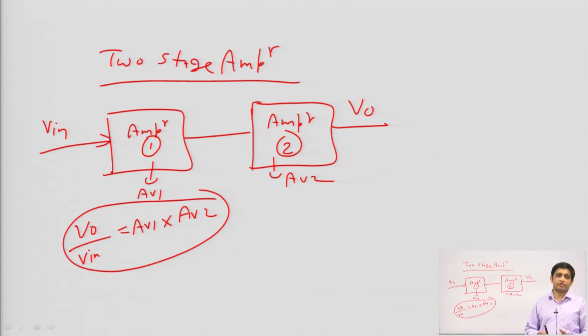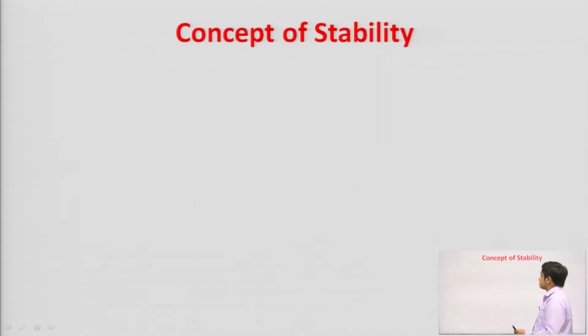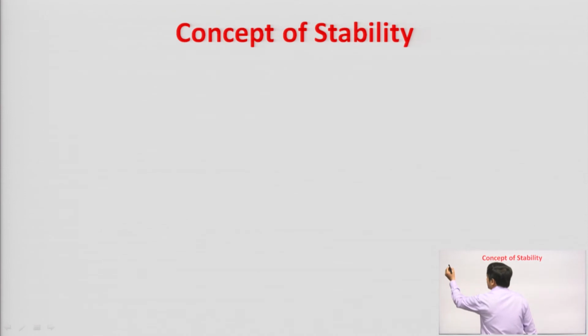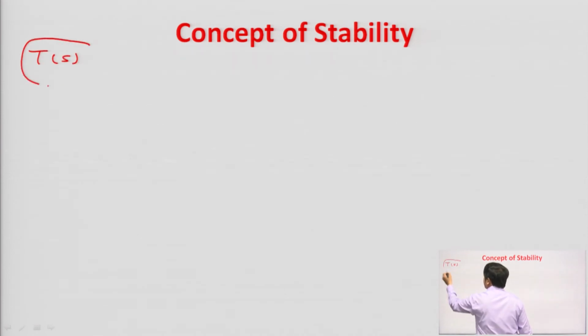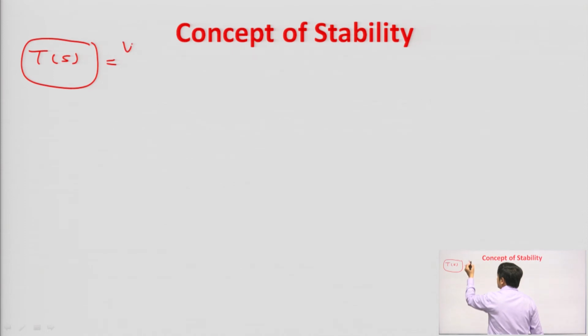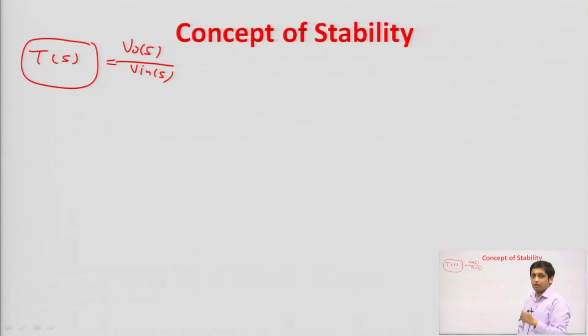How do we determine the stability, how do we say whether this amplifier is stable or not, how will we conclude that? For that, we need to understand the concept of stability. So, to determine whether that amplifier is stable or not, let us consider a 2 stage amplifier or 3 stage amplifier. For that, calculate the transfer function of that amplifier. That transfer function is V naught S upon V in S.